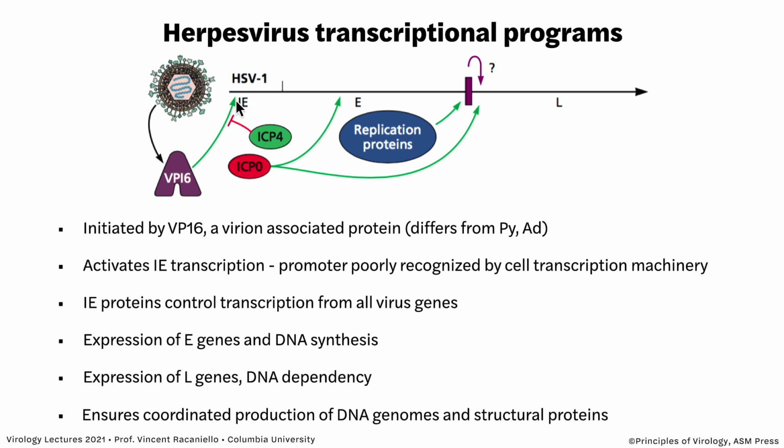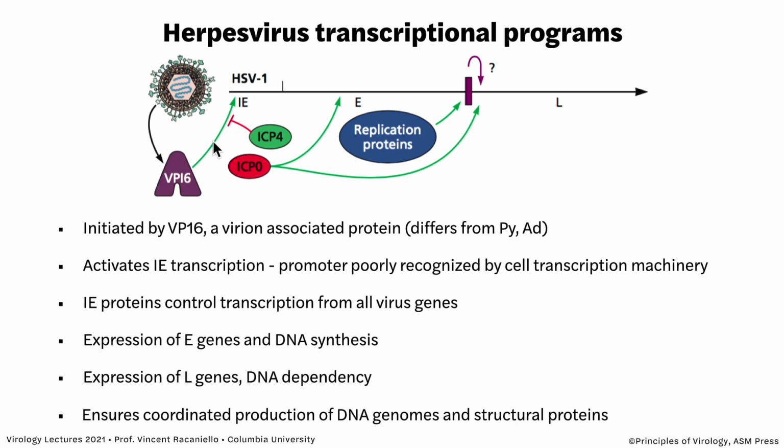So then you get the transcription of the immediate early gene, whose products, and there's more than one, are needed for transcription of the early genes. And the early genes, of course, encode the DNA replication machinery. And as soon as DNA synthesis begins, you relieve repression of late promoters, and you have the late mRNAs made, which encode structural proteins. And again, this kind of regulation ensures coordinated production of DNA genomes and structural proteins.